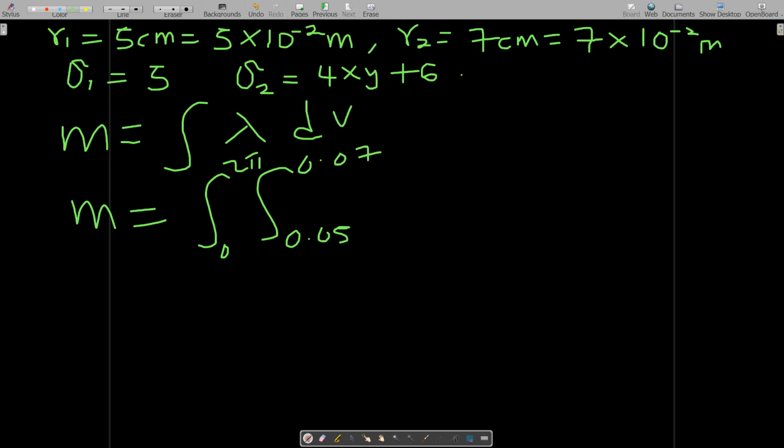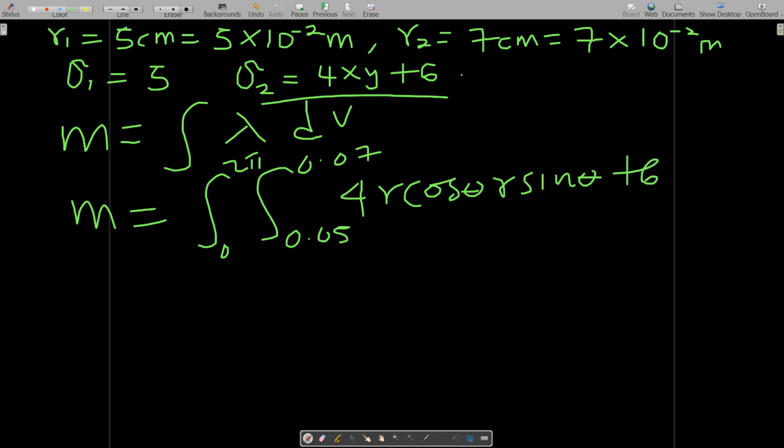Now the lambda or the sigma is the density of the ring, not the density of the inner part. The density of the ring was given as this. So I have 4, and in polar coordinates x is r cos theta, and y is r sine theta, then plus 6, and dx dy is r dr d theta.